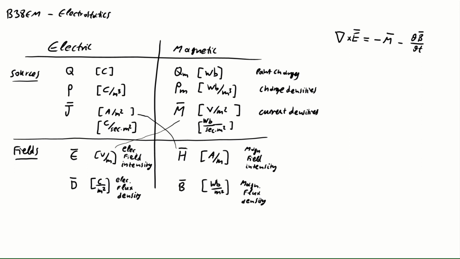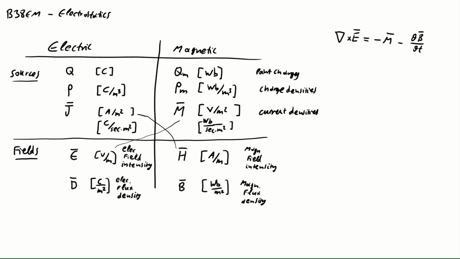The time derivative of the magnetic flux density, ∂B/∂t, would have units of the derivative of B, which is Weber per meter squared, per second. And these are the units of the magnetic current density here, Weber per meter squared per second. So the units of the curl of E, the magnetic current density, and the time derivative of the magnetic flux density are the same.